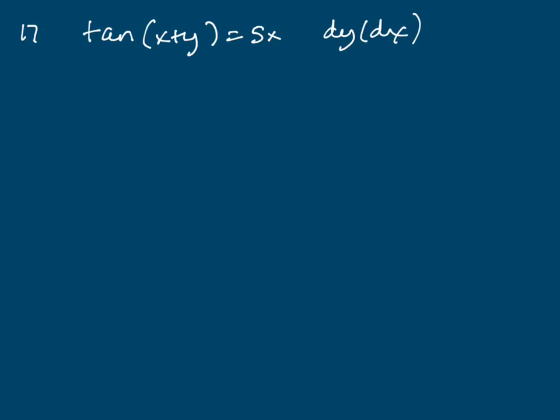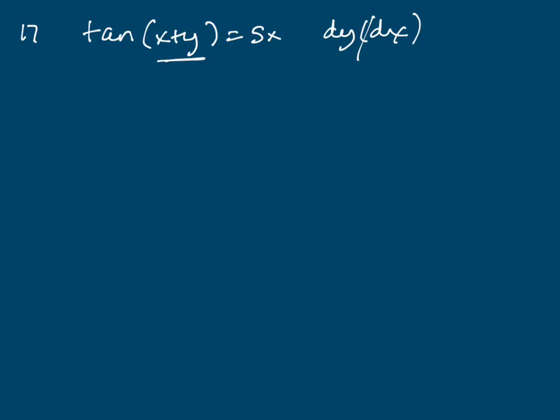Okay, going on to number 17: tangent of x plus y equals 5x, and they want dy/dx. And I wrote, this is a good practice. Because do I need an identity for that? Because there is an identity, the angle addition identity. But I think that we can do it implicitly, and you'll get the same answer here.